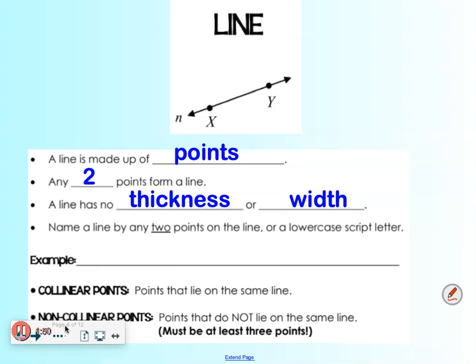A line is just a series of points next to each other. So it's just a bunch of points that form a line. But you need exactly two to make one line. It has no thickness or width, again because it's undefined. And we have a few different ways we can name it.